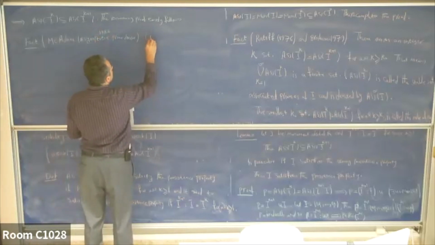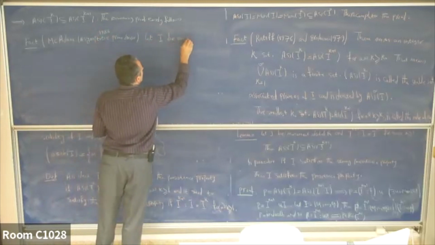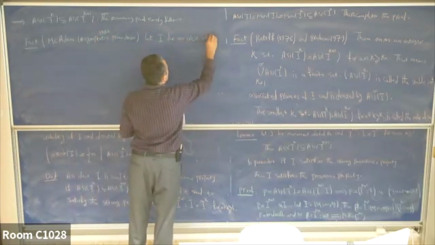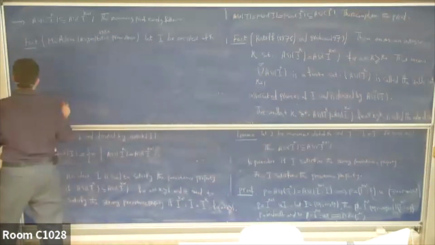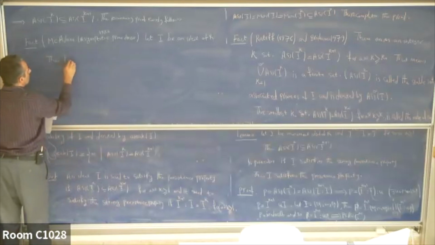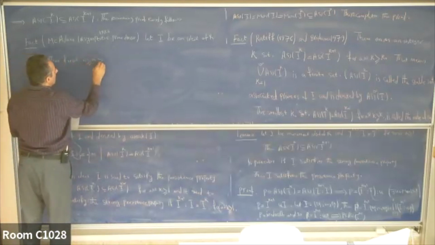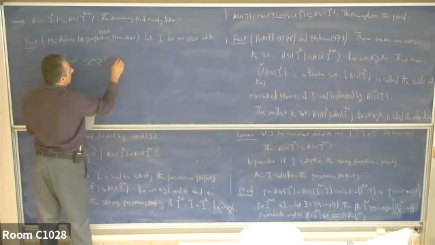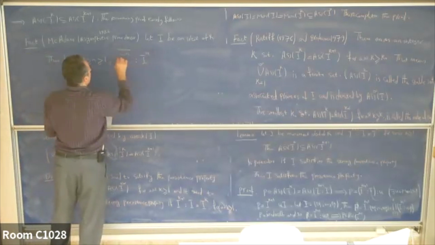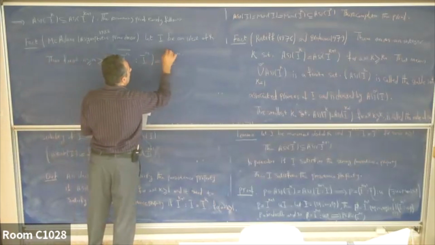Let I be an ideal of R, then for all n bigger than or equal to m bigger than or equal to 1, we have (A^n integral) colon A^m is equal to A^(n minus m) integral.